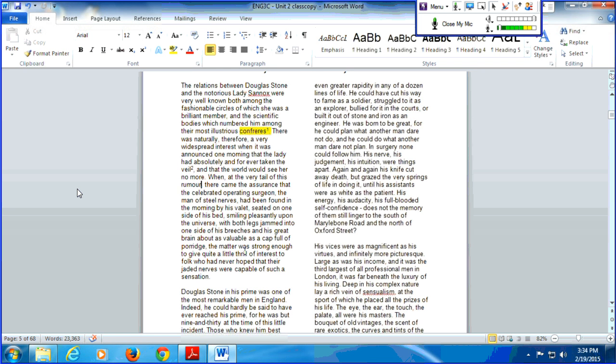He could have cut his way to fame as a soldier, struggled to it as an explorer, bullied for it in the courts, or built it out of stone and iron as an engineer. He was born to be great, for he could plan what another man dare not do, and he could do what another man dare not plan. In surgery, none could follow him. His nerve, his judgment, his intuition were things apart. Again and again, his knife cut away death, but grazed the very springs of life in doing so, until his assistants were as white as the patient.